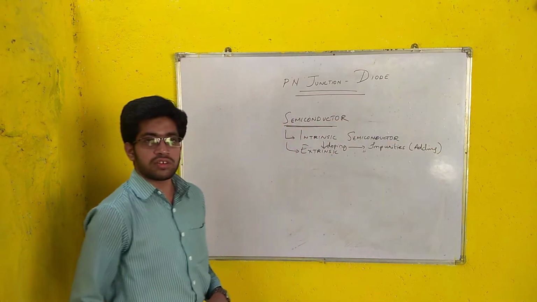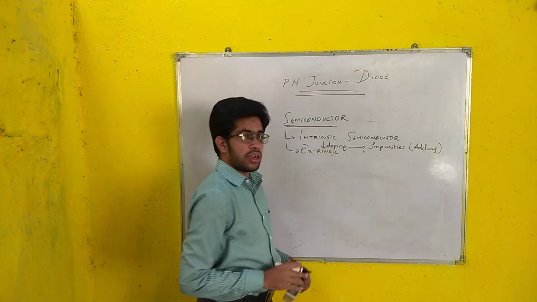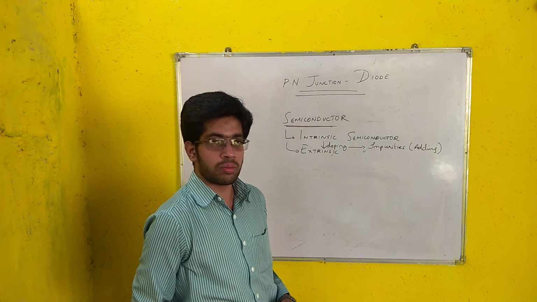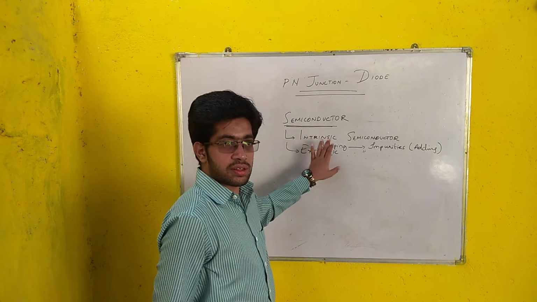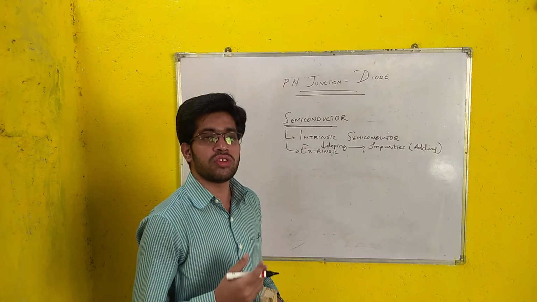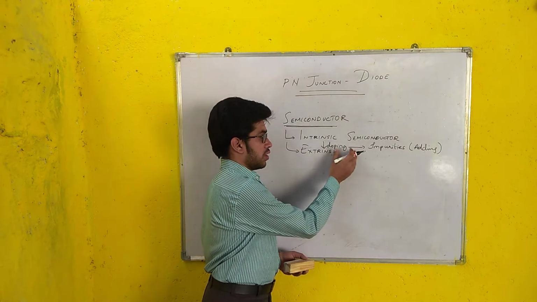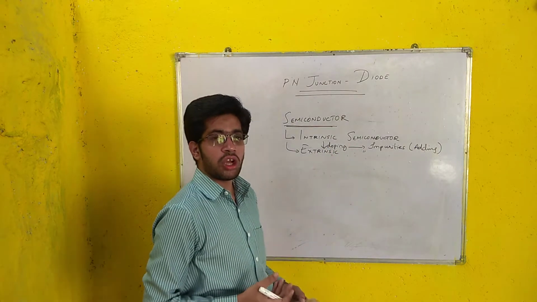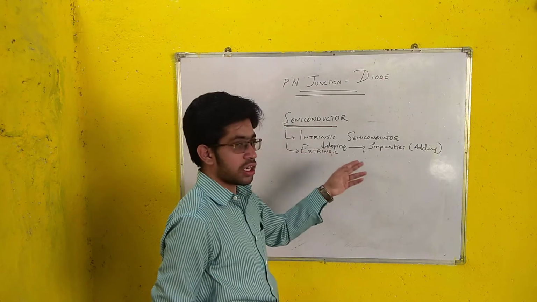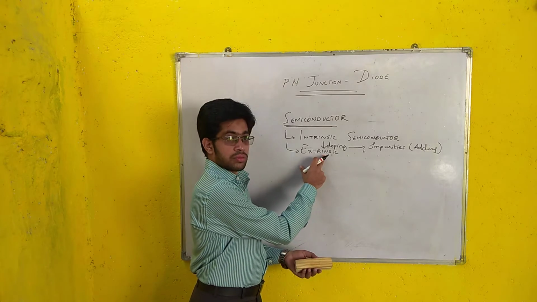So, what is the reason for adding impurities? Since the intrinsic semiconductor is in its pure form, it works, but it does not have enough concentration of carriers to be used in an application. So doping is required. Doping is the adding of impurities to an intrinsic semiconductor, which makes it an extrinsic semiconductor.